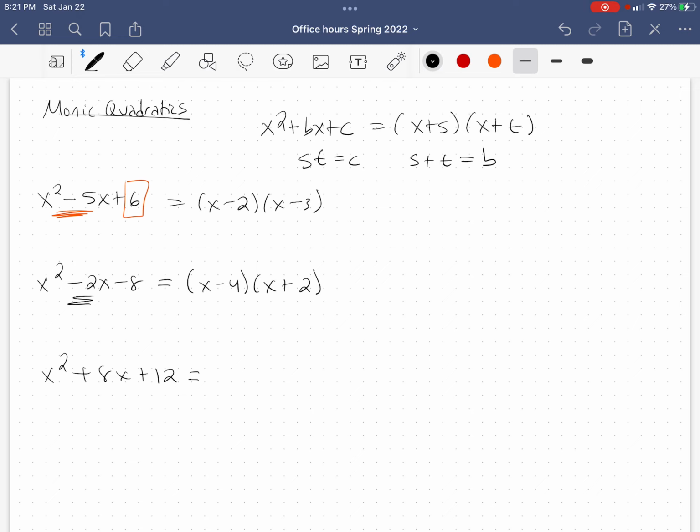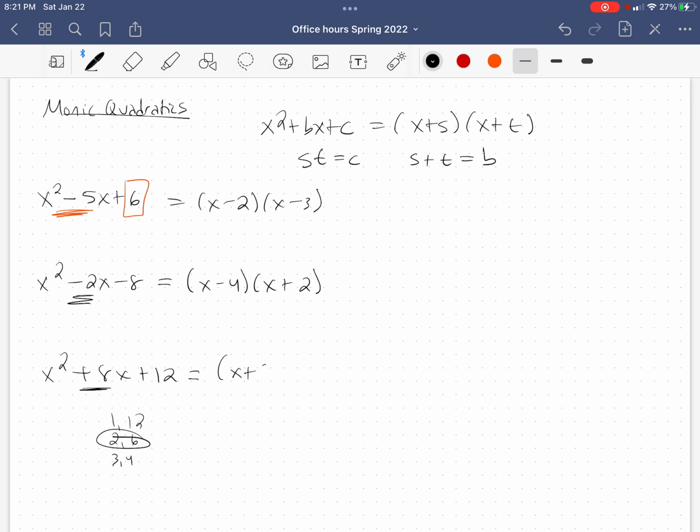So this time I'd be looking for two numbers that multiply to 12 and add to 8. So multiplying to 12 is 1 and 12, 2 and 6, or 3 and 4. The fact that it's positive 12 means either both numbers are positive or both are negative. But since they're adding to a positive number, they're both positive. And the set that adds to 8 is this middle set. So it must be x plus 2, x plus 6.